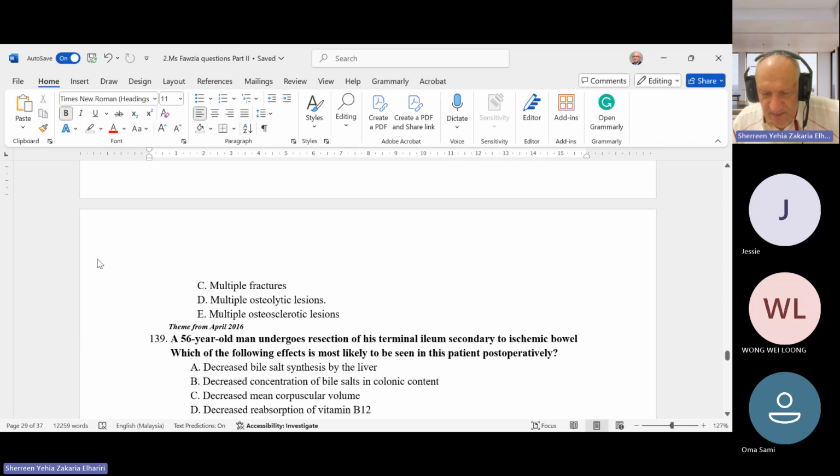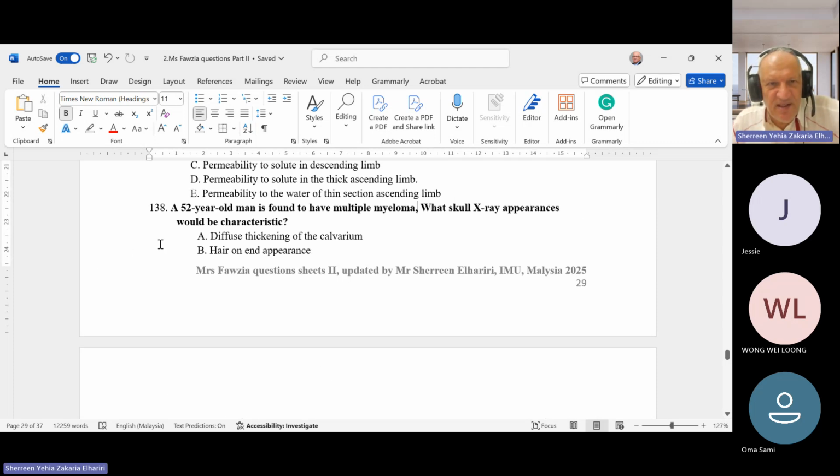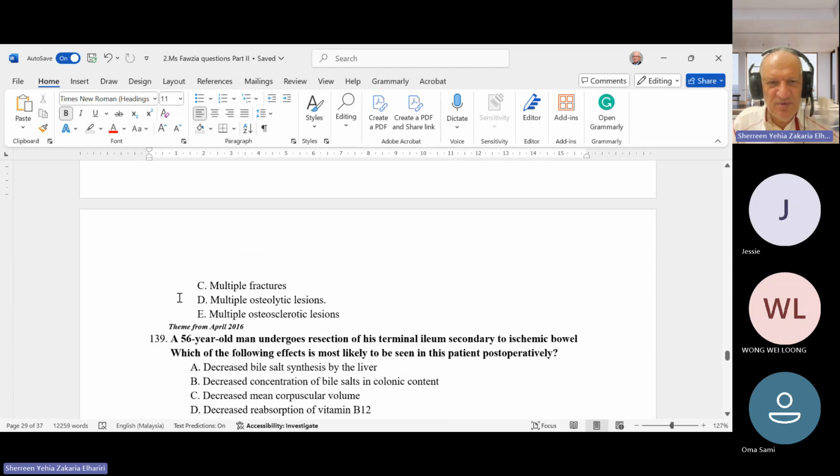Okay. I think the first one, diffuse thickness of the calvarium, occurs in Paget disease. Paget disease is a precancerous condition, can develop into osteogenic sarcoma.